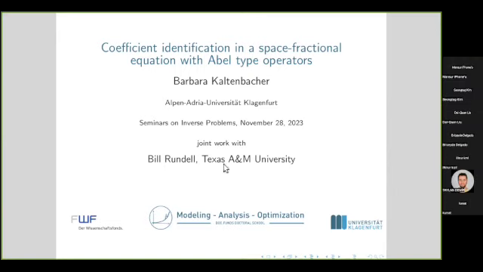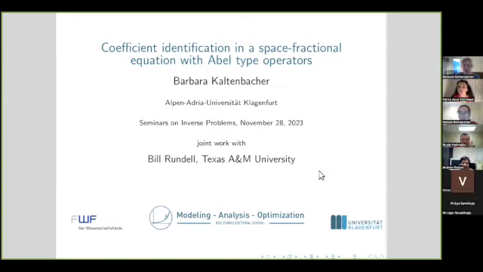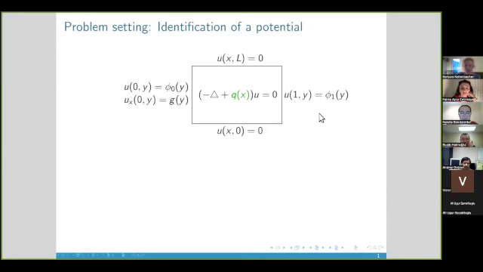So I would like to mention this is joint work with Bill Rundell from Texas A&M University. And as was announced, it will be about the coefficient identification problem, in the context of fractional PDEs, as follows. So it starts off with something which is non-fractional. That's a very classical problem.